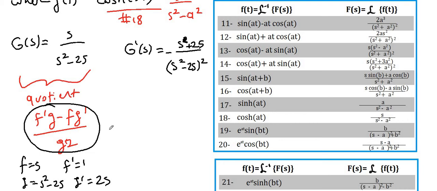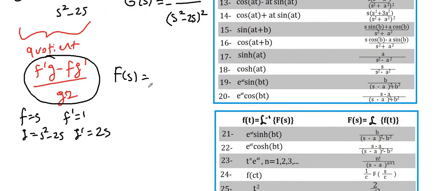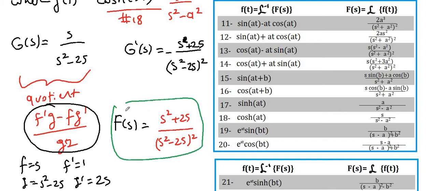Now we can make up our F of s. F of s was equal to negative G prime of s using number 35. So if we negate G prime of s, we find F of s. If we negate this, we obtain s squared minus 25 over s squared plus 25, the quantity squared. So this is the Laplace of t cos of 5t.